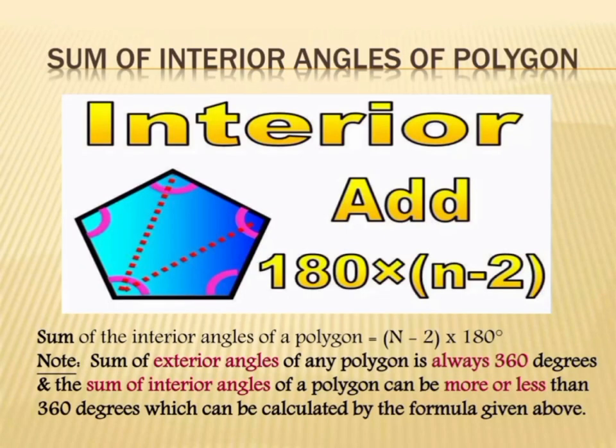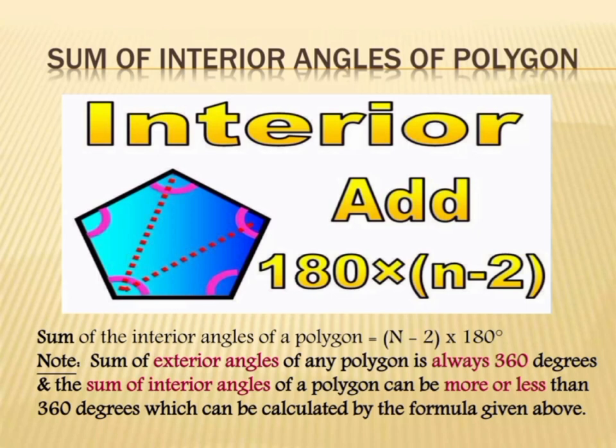Let's move towards the sum of the interior angles of a polygon. The sum of the interior angles of a polygon is equal to (n-2) times 180 degrees. Note, the sum of the exterior angles of any polygon is always 360 degrees, and the sum of the interior angles of a polygon can be more or less than 360 degrees, which can be calculated by the formula given above.